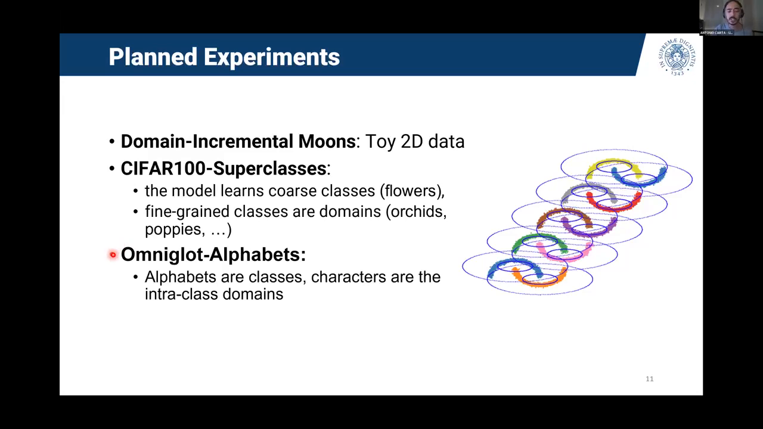Same for omniglot, but in this case, alphabets are the classes. Omniglot is a dataset which contains multiple alphabets and multiple characters for each alphabet. So alphabets are the classes, while the characters are the intra-class variations, the different domains that you find inside each class.